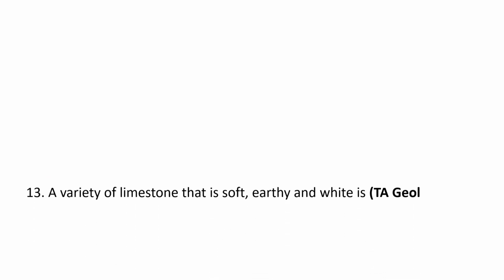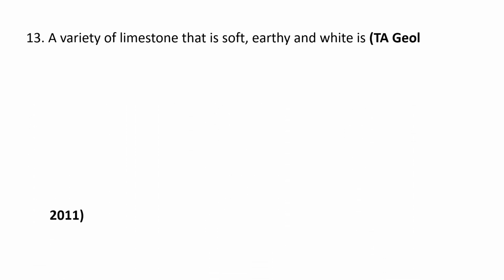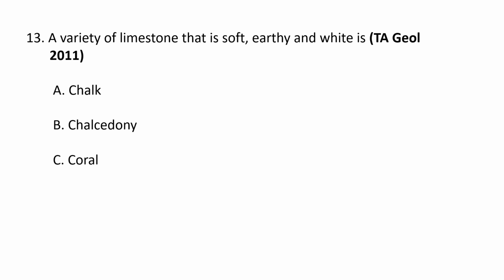Next question. A variety of limestone that is soft, earthy, and white is known as A. Chalk, B. Chalcedony, C. Coral, and D. Dolomite. So the correct option is A.